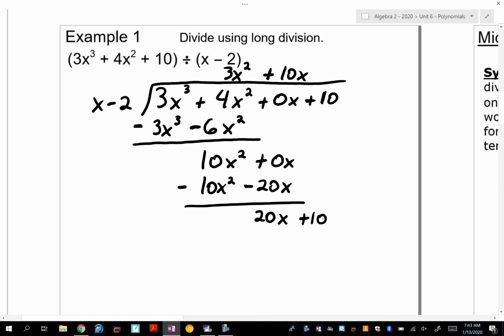What am I going to write up here that when I multiply by x, I get 20x? 20. So I get 20x. And what's 20 times negative 2? Negative 40. Last subtraction. We know that becomes 0. What is 10 minus negative 40? It's 50. All right. Does anyone know what this is called, this 50?